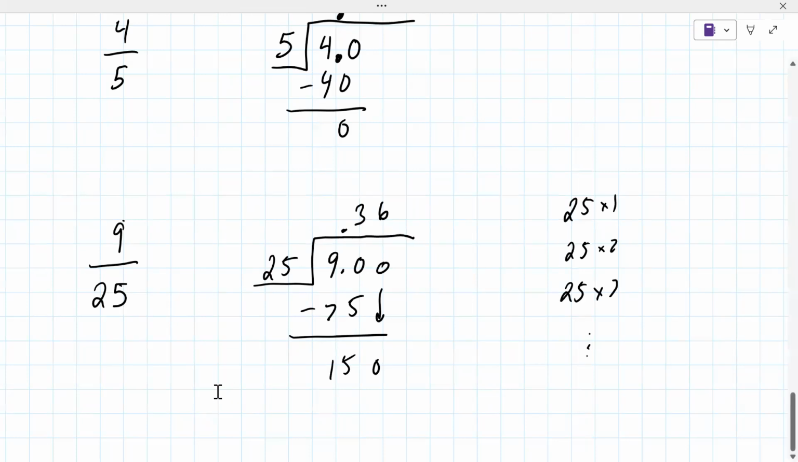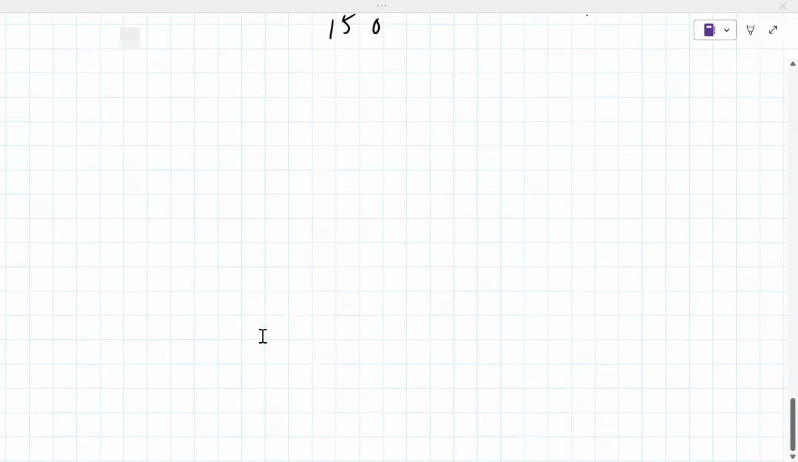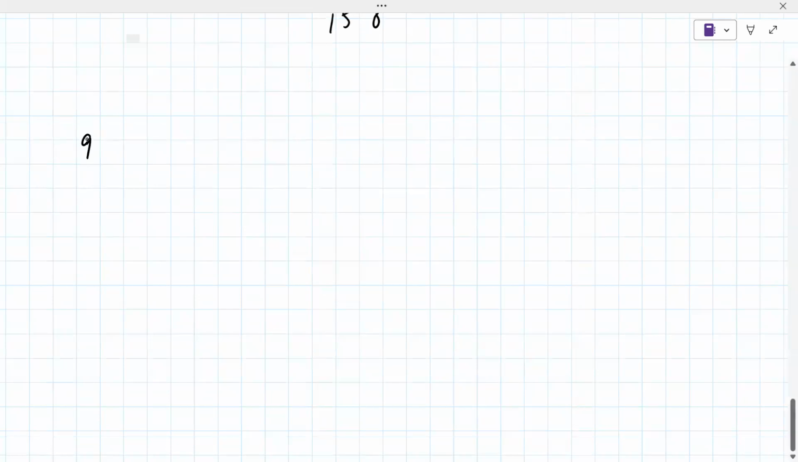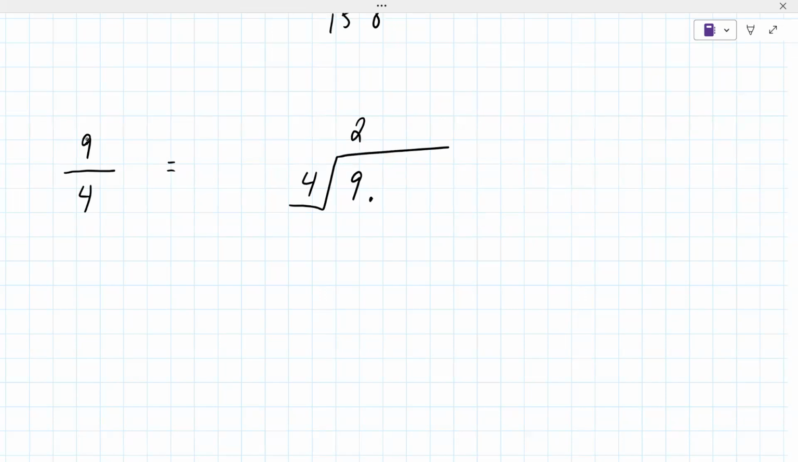All right, good job. Let me see if I can find some fractions. Okay, let's actually try another. Here's something we have not tried. What is something like 9 over 4? 9 over 4. So the 4 goes on the outside, but this time, does 4 go into 9? Yes, it does. How many times does it go into 9? Two. 2 times.